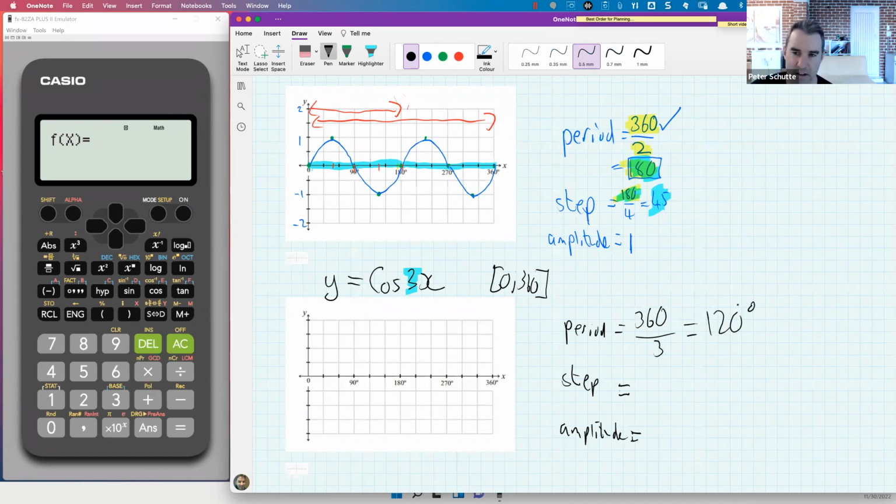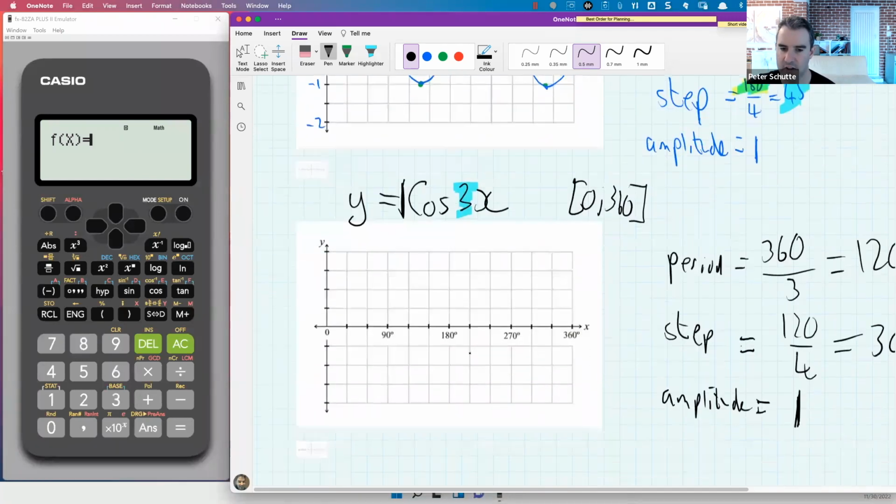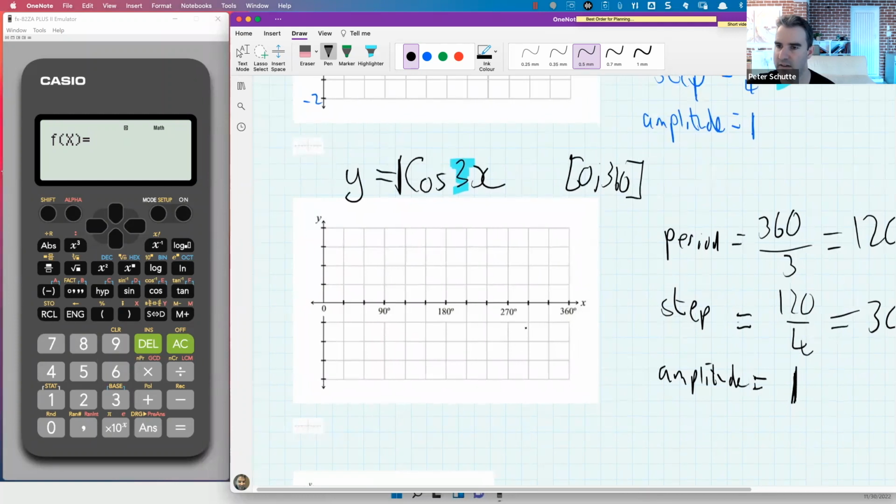And I think that is a good way to get going. Oh, there we go. You were ahead of me, Loretta. Sorry. The step size. Exactly. And the amplitude is just the absolute value of the number in front, which is 1. And let's see, can we draw this now? That's the question. Nicely done, Stephanie. Nicely done, Loretta.